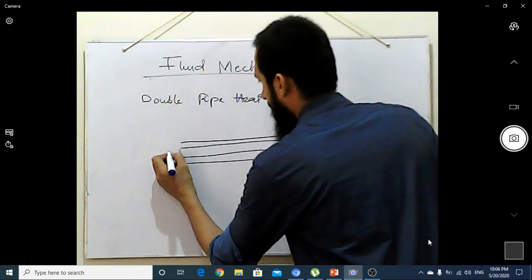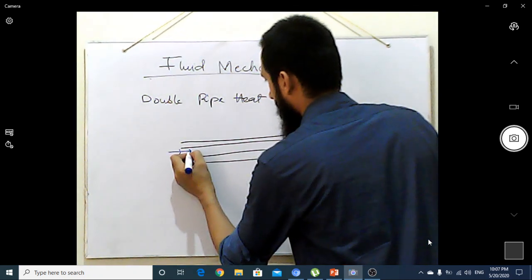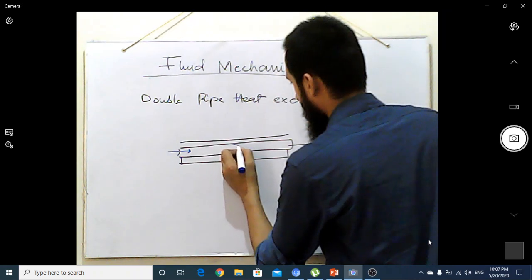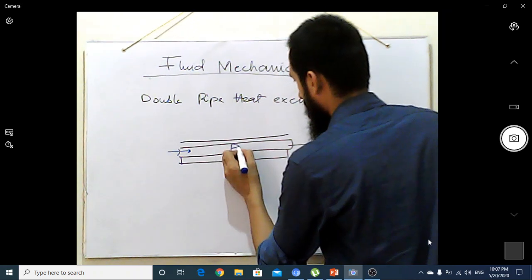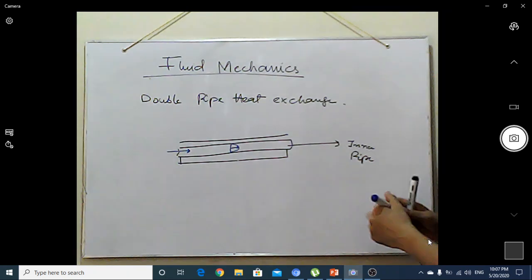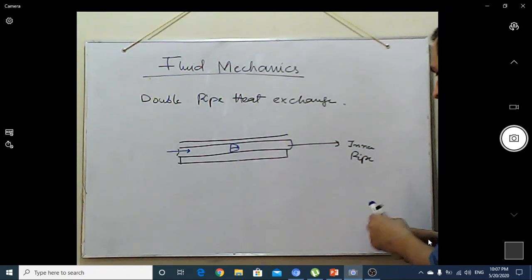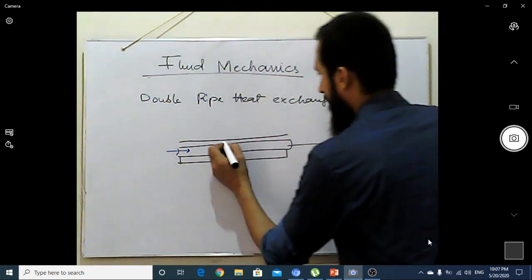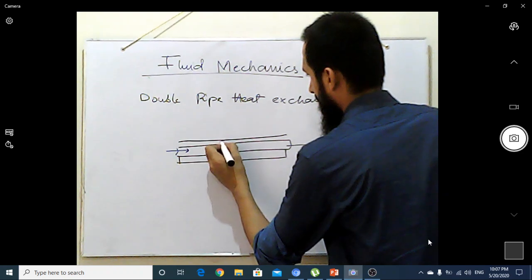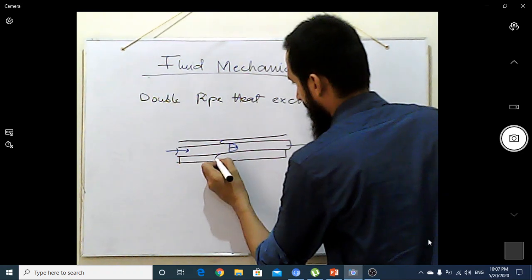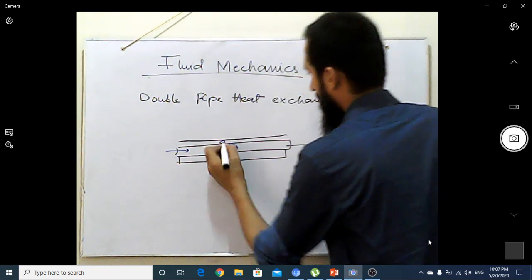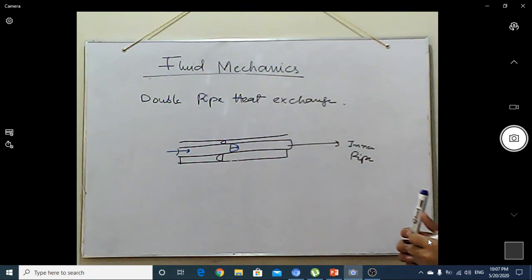A fluid is entering from this part in that way. It has a velocity profile like this. On the other hand, the jacketed fluid is coming in this way. It has a velocity profile like this, and they are moving counter-currently to exchange their energies. So one is getting heated up and the second is getting colder and colder.